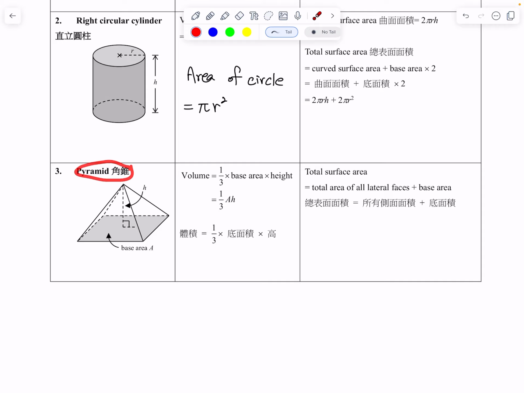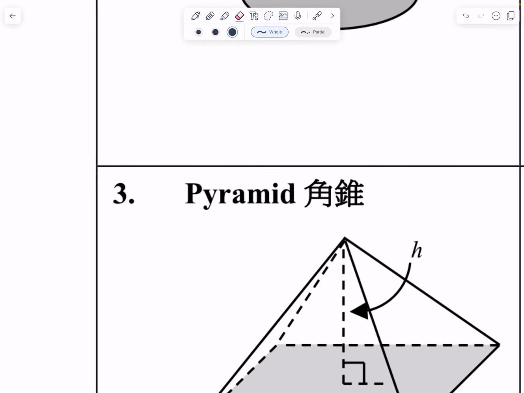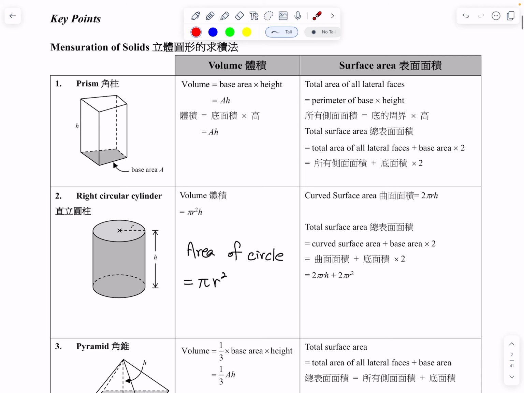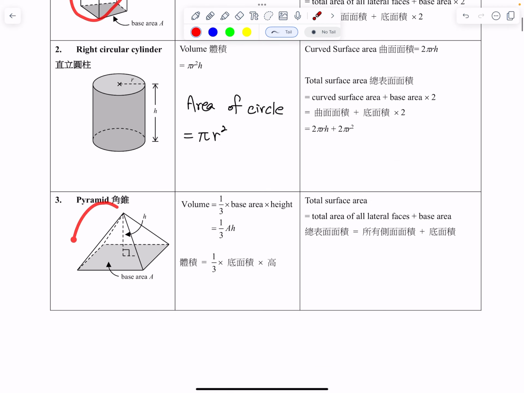How about a pyramid? Now look at the Chinese word. Do you see the shape here? So it's pointy here on top. The only difference between a prism and the pyramid is that the pyramid has a pointy top. Now bottom and up is not the same anymore, right? So volume is still like base area times height, but because this one has a pointy top, we will also have a 1/3.